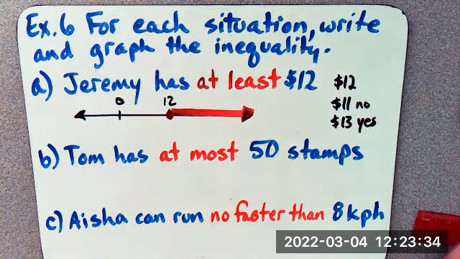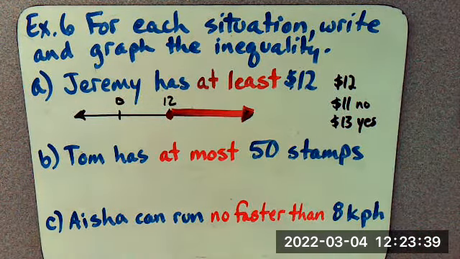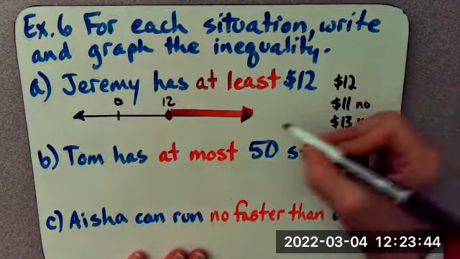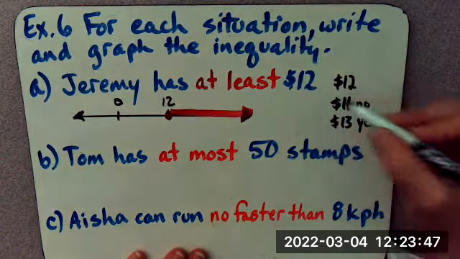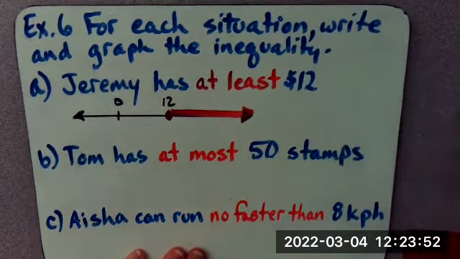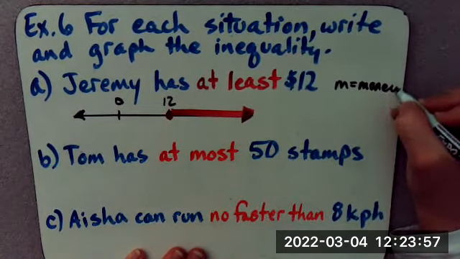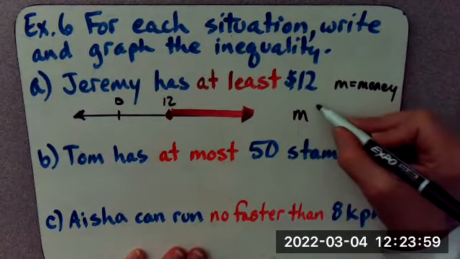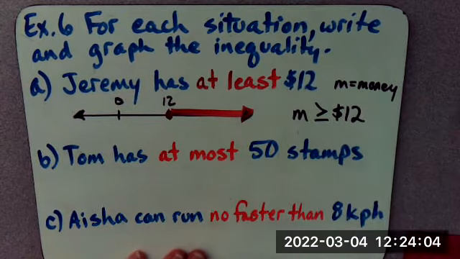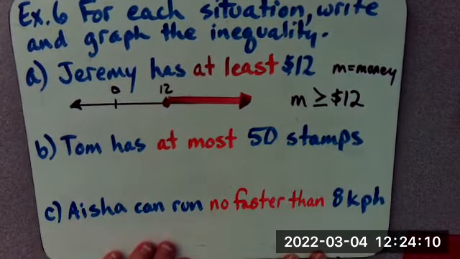All right, Tom has at most 50 stamps. Oh, we have to write the situation too. Since this is Jeremy and we're talking about money, we should define our variables. So M equals money. If we write this out, we're going to say M is greater than or equal to $12. Don't want to miss answering the question to its fullest, do we?